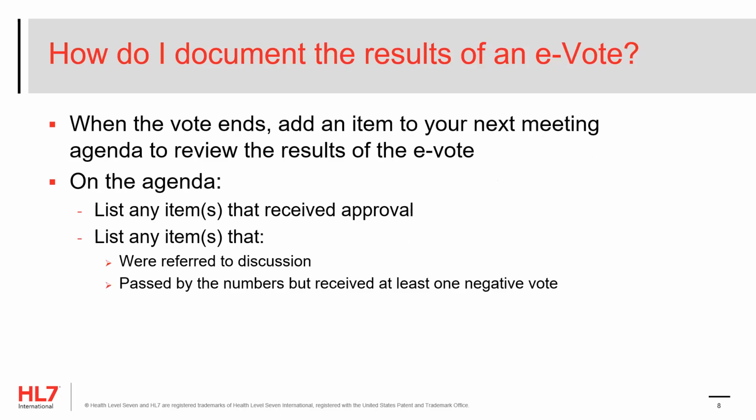When the vote ends, add an item to your next meeting agenda to review the results of the e-vote. On the agenda, list any items that received approval and list any items that were referred to discussion or perhaps passed by the numbers but received at least one negative vote. Anything like that will need to be discussed on the call and voted on the call.